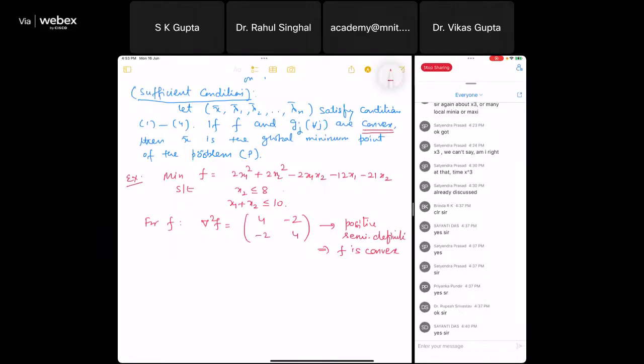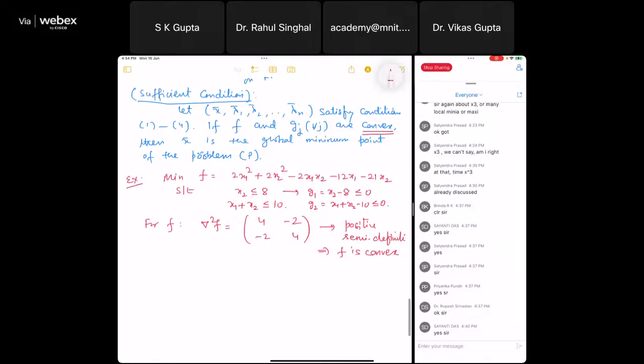Now, if you see, the first constraint is g1, which is x2 minus 8 less than equal to 0. And the second constraint g2 is basically x1 plus x2 minus 10 less than equal to 0. This is the second constraint. And both constraints are linear. So linear functions are always convex. So we can see that f as well as all constraints are convex. So it is a convex programming problem, and hence the KKT conditions become sufficient.